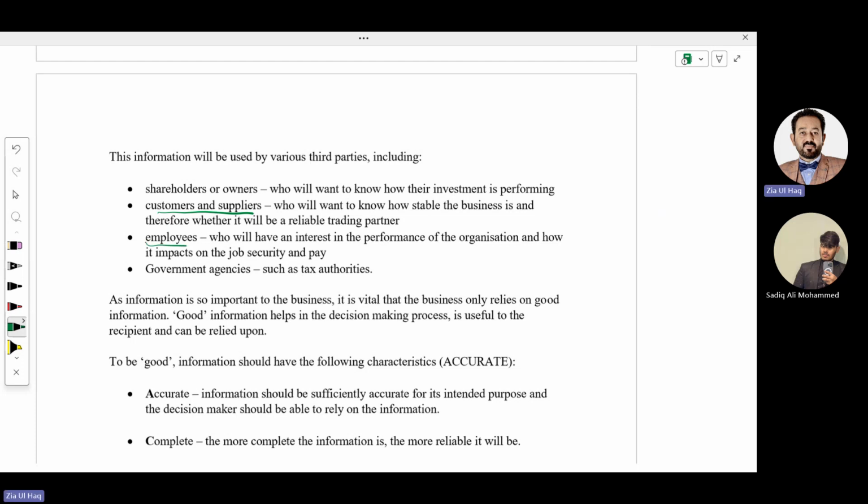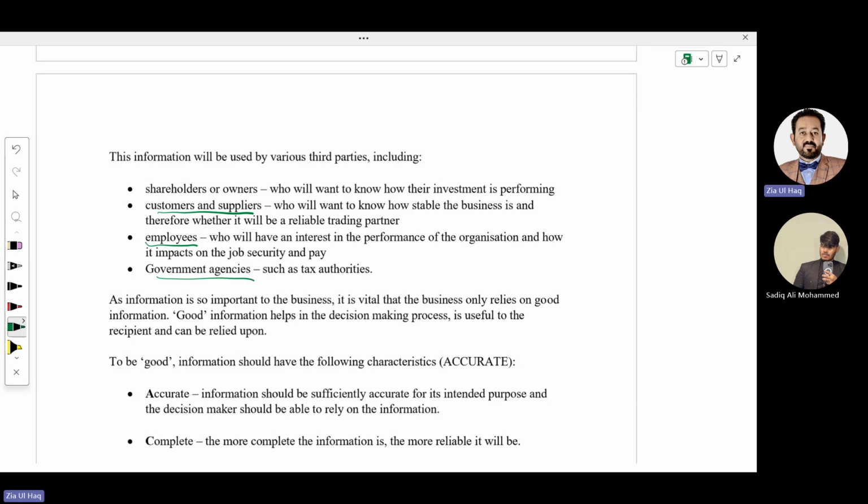Employees also need information regarding the business because their whole life is attached to the organization. They need information about the organization's performance, future plans, survival, and current position. Government also needs information, especially financial information, whether the business is paying the correct amount of tax or not.